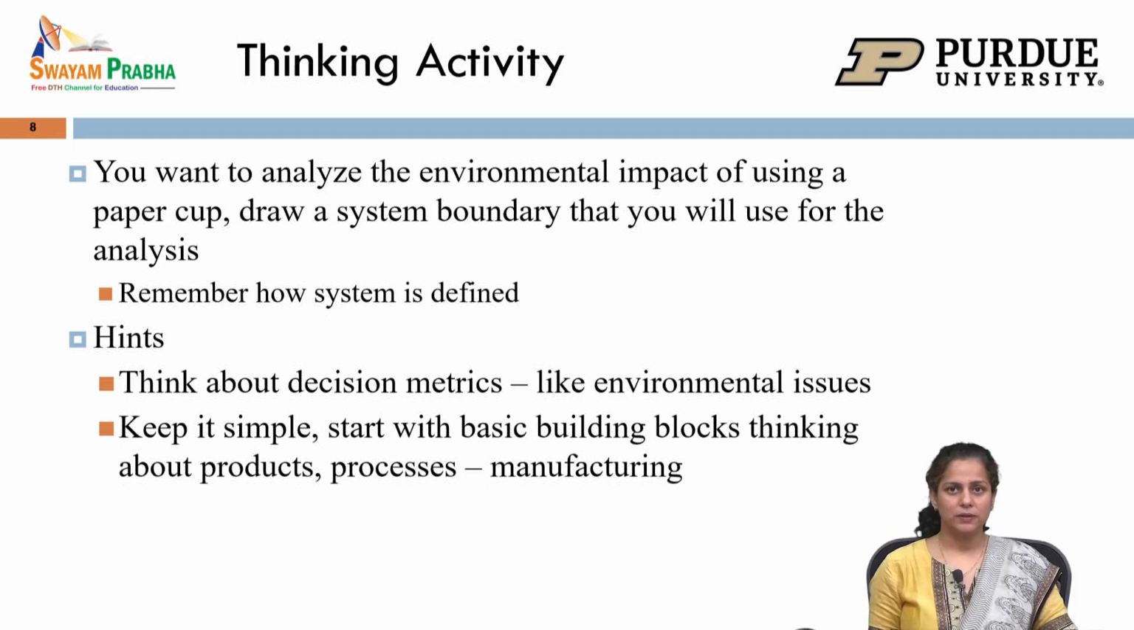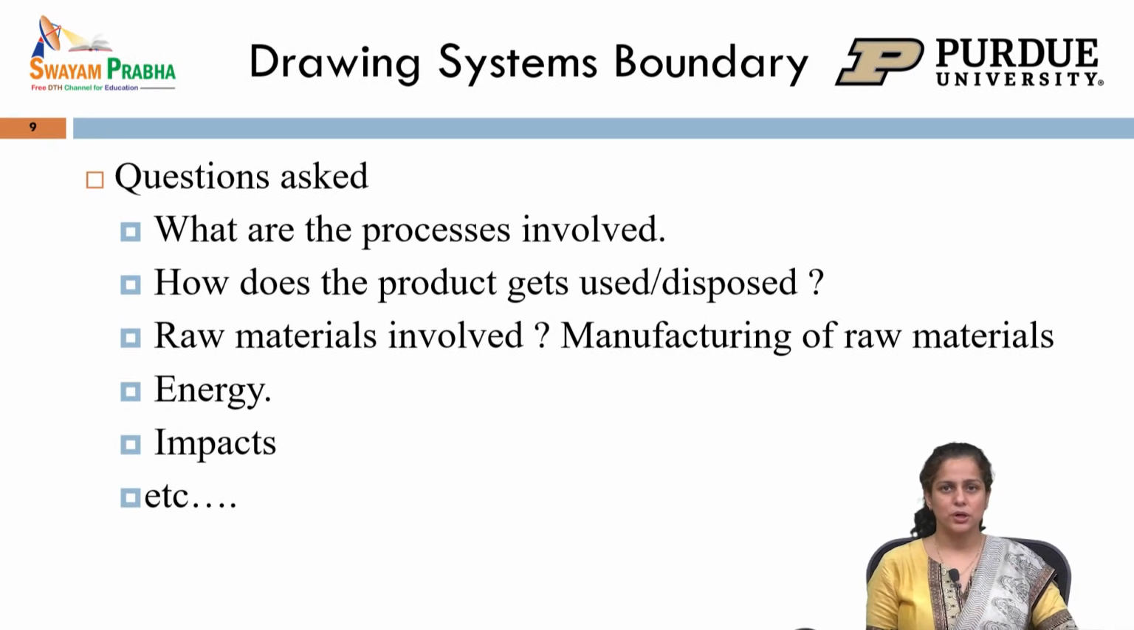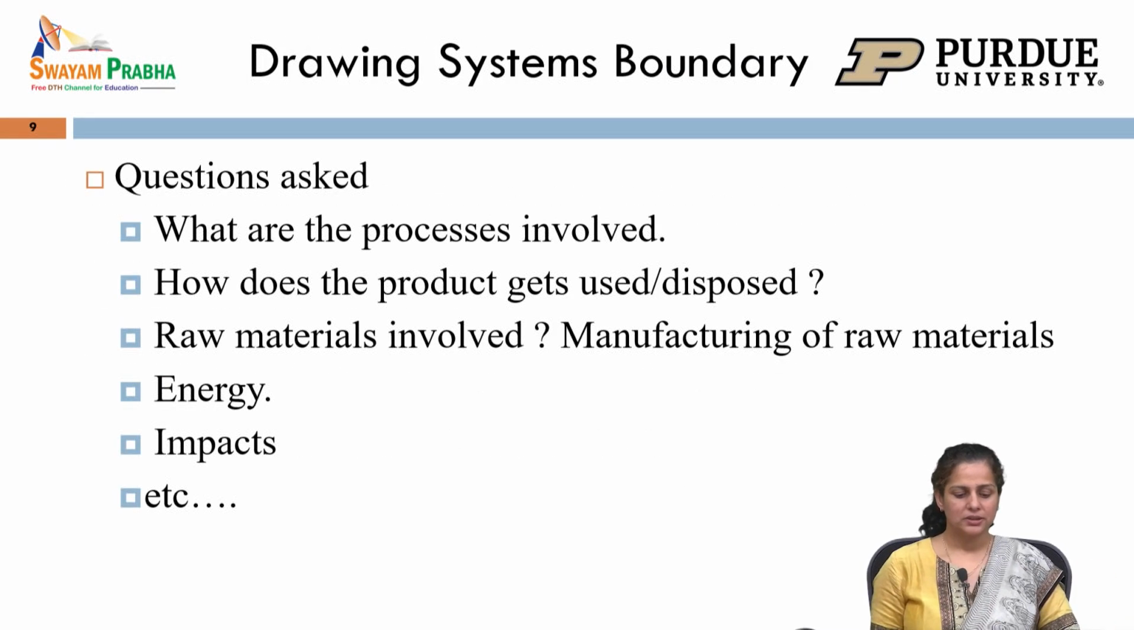Alright, now that you have done this activity, when you were drawing the system boundary, some of the questions that may have occurred in your mind are: what are the processes involved? Of course, you would have thought about how paper is obtained, how we make a paper cup, how we transport it to the users, and how users use it. How the product gets used and disposed of can also be a part of your LCA.